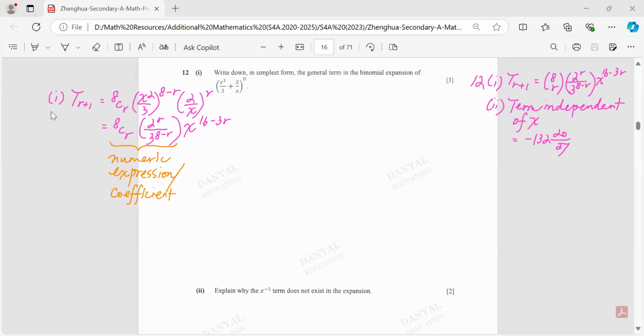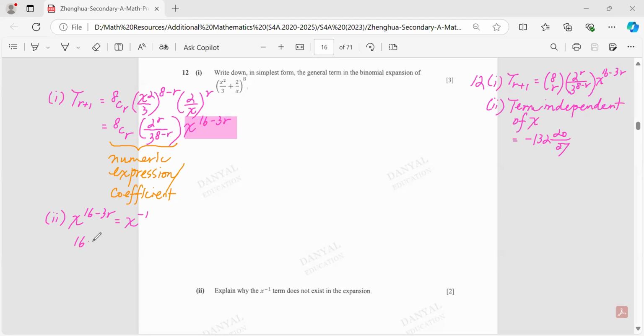Next, part 2. We have to explain why the x to the power negative 1 term does not exist. So I'll make use of this expression at the back. I equate that to x to the power of negative 1.